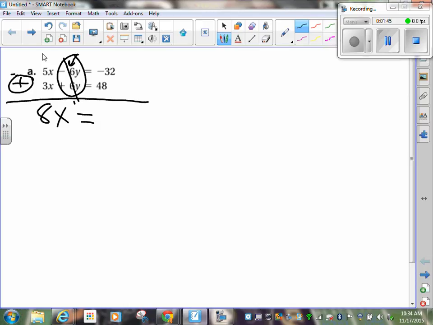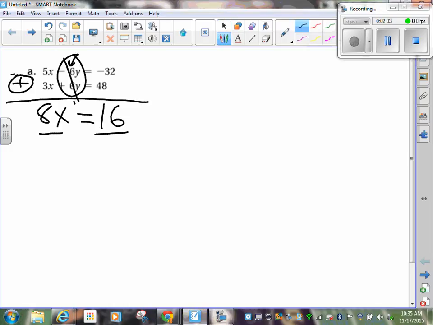So when I do that, -32 plus 48 is 16. Make sure you remember that you have to add each one each time. Now this is something like we've always done.